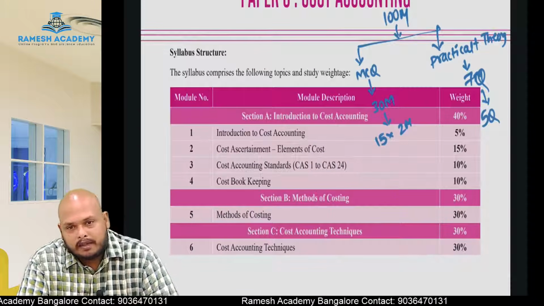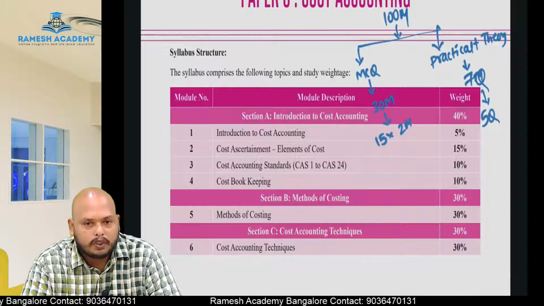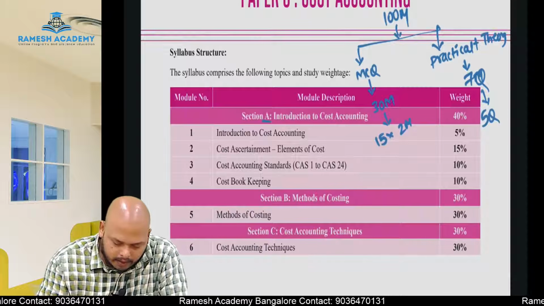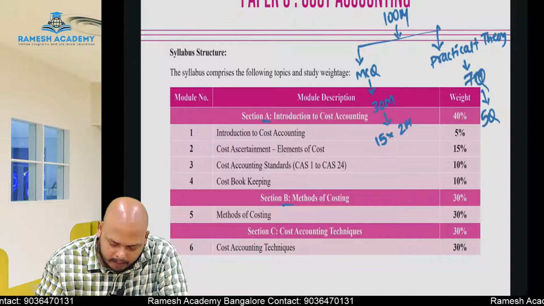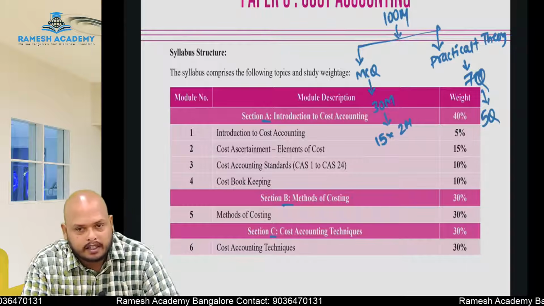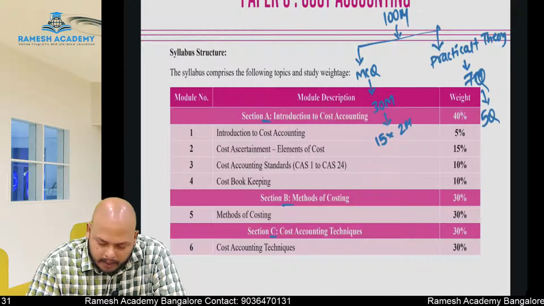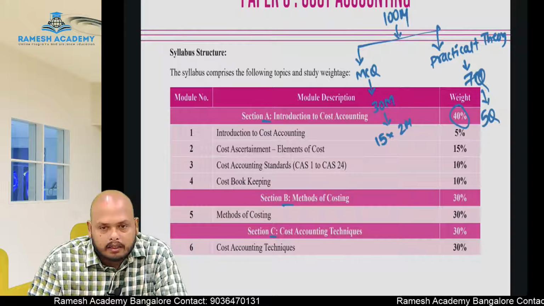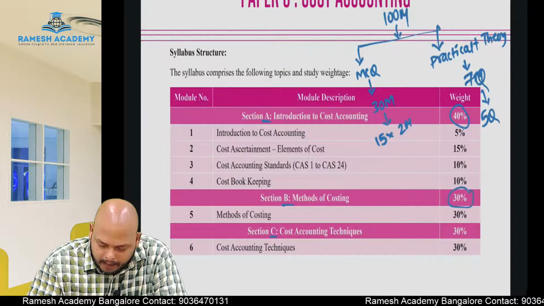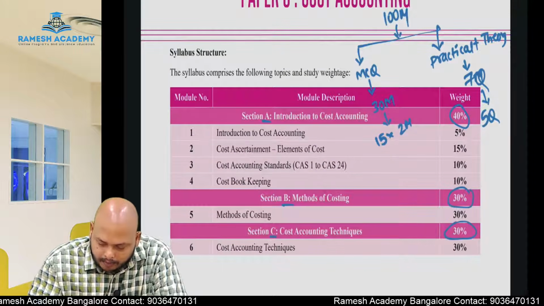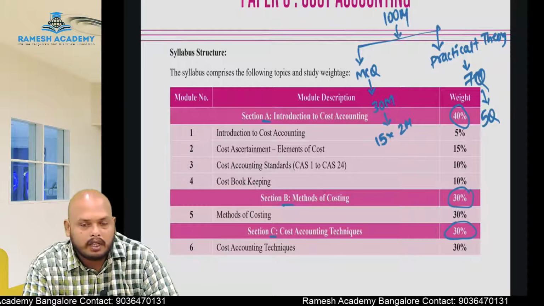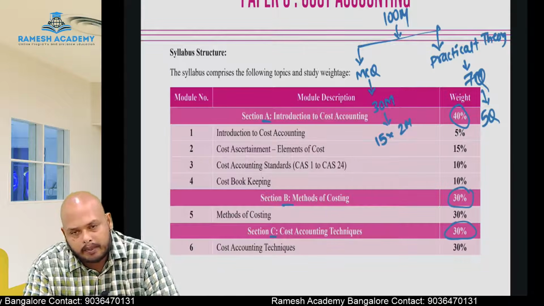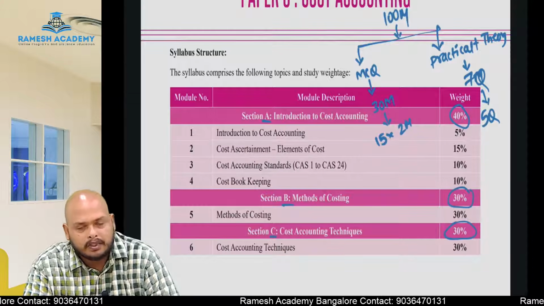Coming to the subject pattern, it is divided into 3 sections: section A, section B, and section C. Section A comprises 40% weightage, section B comprises 30% weightage and section C comprises 30% weightage. So total 100%, 40 plus 30 plus 30.